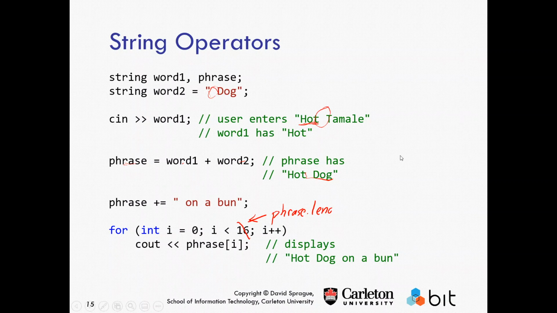Okay. Phrase dot length instead of the 16. If I put phrase dot length with parentheses afterwards, it would be the same thing as putting the number 16 in here, and it would still print out hot dog on a bun, character by character, printing out one character at a time. Okay.